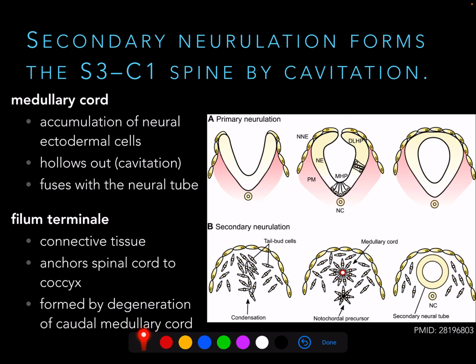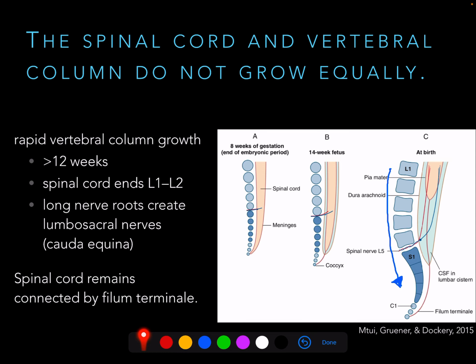And the spinal cord stays about the same length. Now, it's still rooted in place by that filum terminale. So here's that little bit of that medullary cord that degenerated, and it's holding the bottom of the spinal cord to the coccyx, helping to anchor the spinal cord a bit.